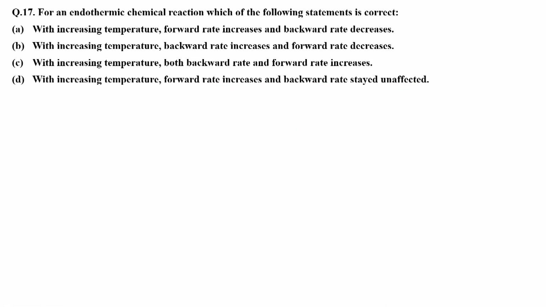Next we move to problem number 17. It says, for an endothermic chemical reaction, which of the following statements is correct? So endothermic is delta H greater than 0. Option A says, with increasing temperature, forward rate increases and backward rate decreases. Option B is, with increasing temperature, backward rate increases and forward rate decreases. Option C says, with increasing temperature, both backward rate and forward rate increase. And option D says, with increasing temperature, forward rate increases and backward rate stays unaffected.